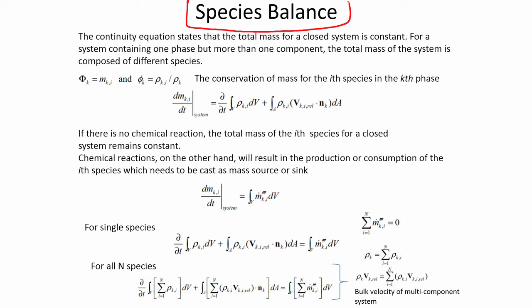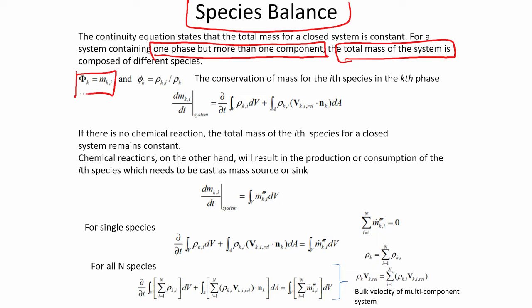Okay. So, if the system contains one phase and more than one component, that is how we start, a single phase multi component system, the total mass of the system is composed of multiple species, correct, because it may be air, nitrogen, CO2, there may be thousands of species that may be present. There is no limitation as to the total number of species that can be there. Okay. So, here the phi k that we define is basically nothing but the mass of the ith species in the kth phase. Okay. So, this mass m k i is basically the mass of the ith species in the kth phase.